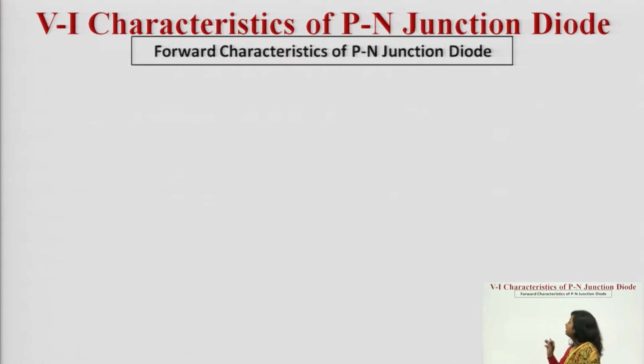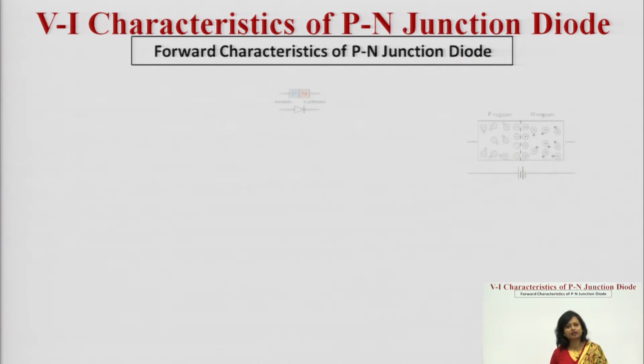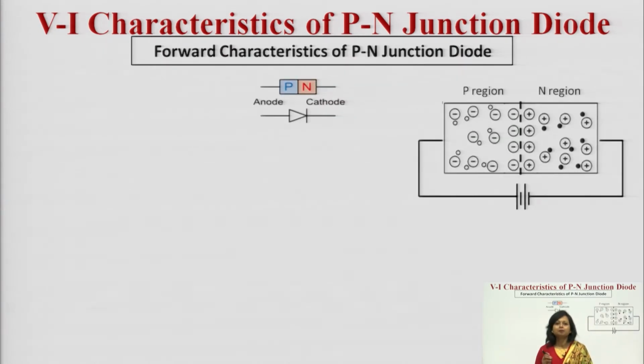Now, let us discuss the forward characteristic curve of a PN junction diode. How to plot the forward characteristic? Forward characteristic means when a PN junction diode is in the forward bias condition. When will it be in forward bias? When the P-type semiconductor terminal is connected to the positive and N is connected to the negative. Now it is in the forward bias condition.